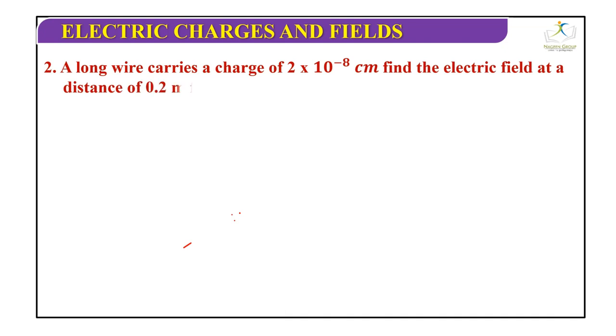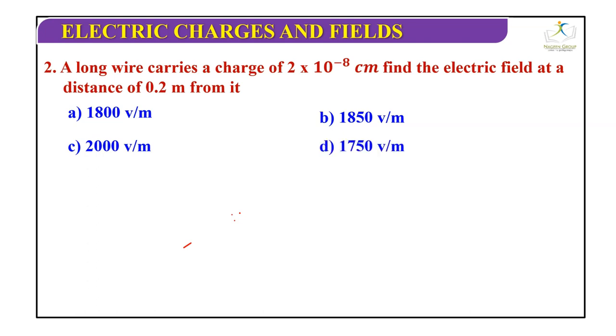Next, we have: a long wire carries a charge of 2×10^-8 C/m. Find the electric field at a distance of 0.2 meter from it. Option A is 1800 volt per meter, B is 1850 volt per meter, C is 2000 volt per meter, and D is 1750 volt per meter. So let's see the correct answer for that. That is option A, 1800.